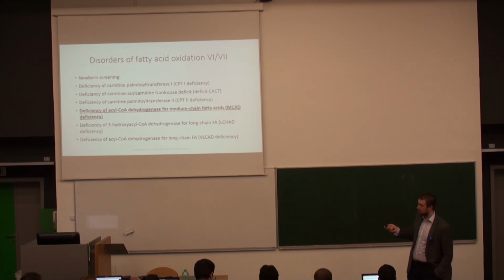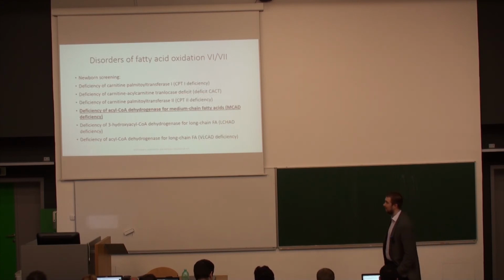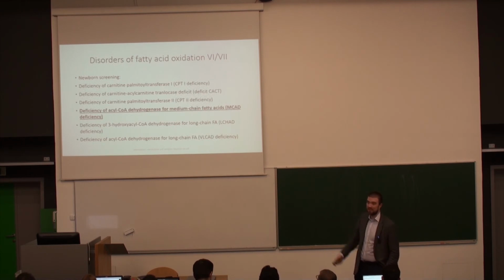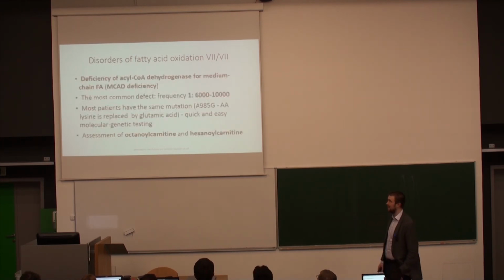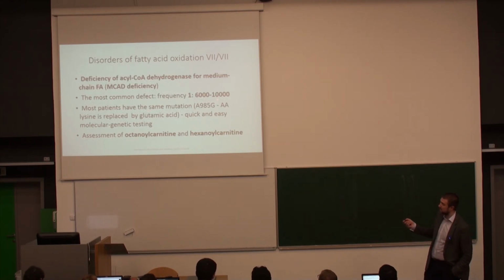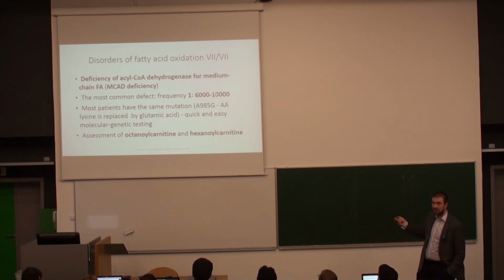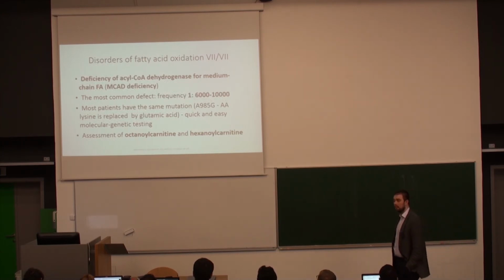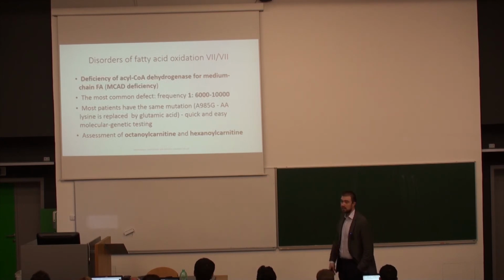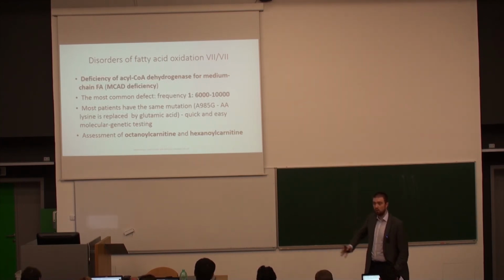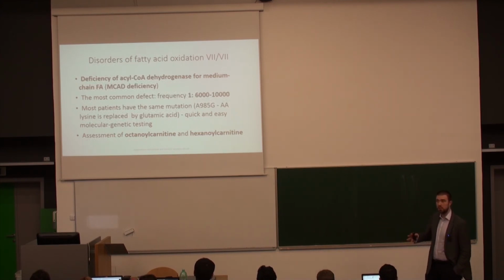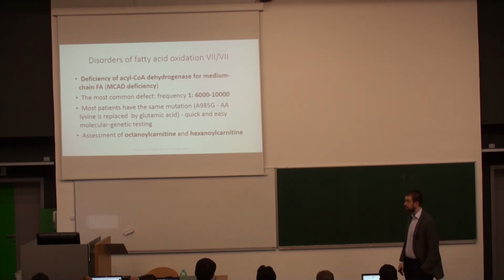And why we took for today the deficiency of acyl dehydrogenase for medium chain fatty acids is due to the fact that it's the most common defect. The incidence is around 1 in 6,000 or 1 in 10,000. That depends on what country, what population, but it's the most common of them. And if you take all problems with beta oxidation, they are really quite common. So each doctor should know about it.